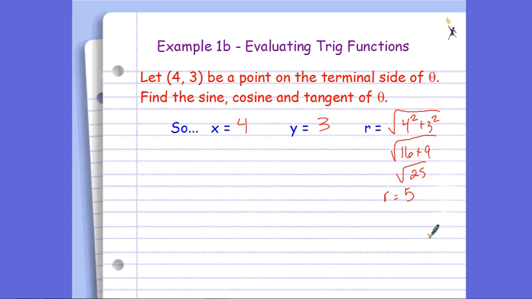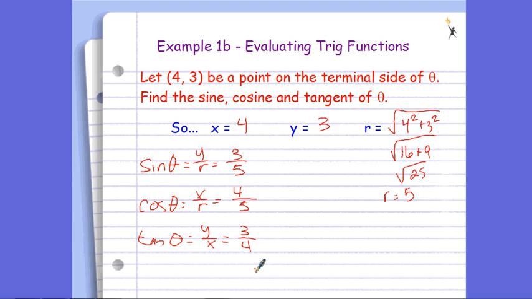So are my answers going to be the exact same then as the other one? No. Why? Because my x's and y's are different. Okay? The r may be the same, but the x's and y's are different. So sine was y over r, which in this case will be 3 over 5. Cosine, which is x over r, which is 4 over 5. And tangent, which is y over x, which is 3 over 4.